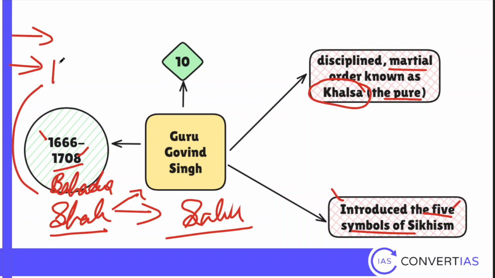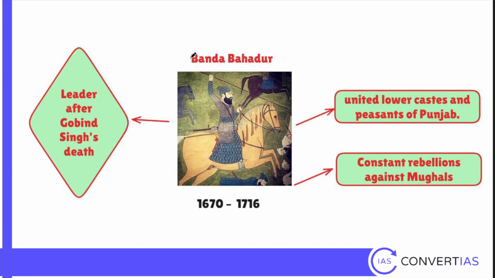Bahadur Shah's reign was from 1707, that is the death of Aurangzeb, to 1712. During this time, the conflict continued. And Guru Gobind Singh, the leader of the Sikhs, died. He was not executed by the Mughals, he died in another way. And another person came into the picture. His name is Banda Bahadur. He's not a Sikh Guru, but this is one name you have to remember. He became the leader of the Sikhs after the death of Guru Gobind Singh.